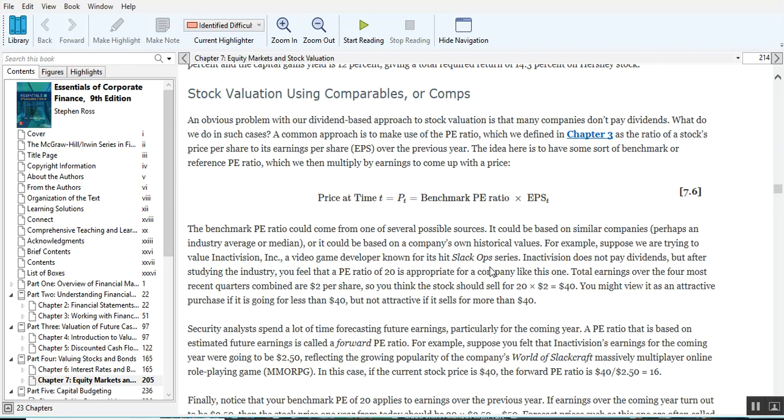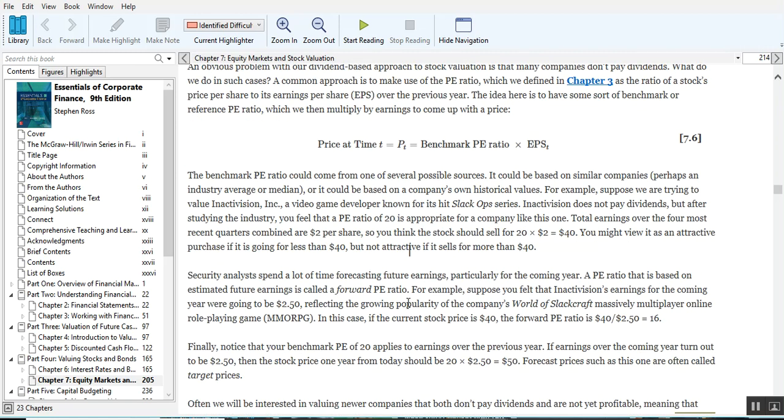So they give you an example here where you're looking at this one stock and you feel that the PE ratio of 20 is appropriate for a company, and the earnings over the 4 most recent quarters are $2 a share. So you think the stock should sell for, with your PE ratio of 20 times $2, you get $40. You might view that as an attractive purchase if it's going for less than 40, but not if it's over 40. And again, that can change, or the calculations can change.